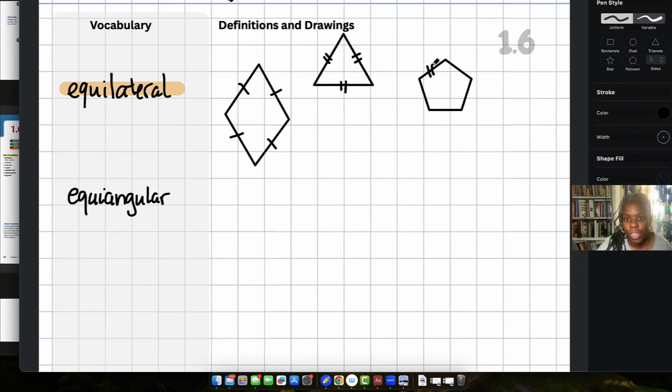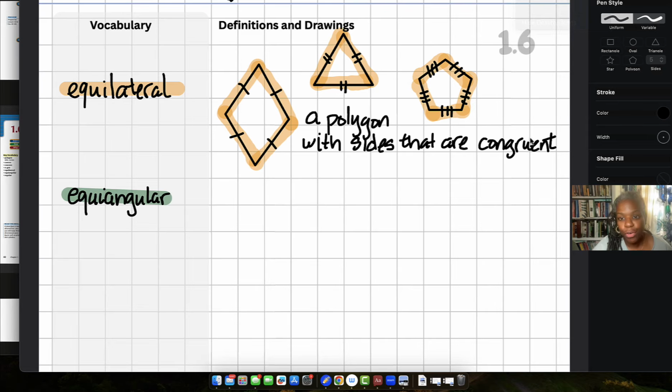And same thing over here. Let me use 3. So I'm saying every segment in this particular picture is equivalent. So all of these segments are equal, all of these segments, meaning it's equilateral. All of the sides are congruent. So a polygon with sides that are congruent or sides that are equal, that would be equilateral.